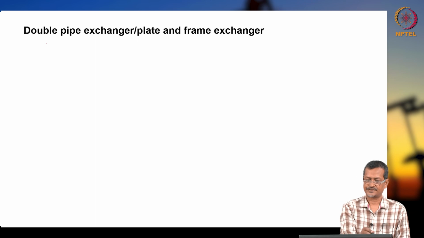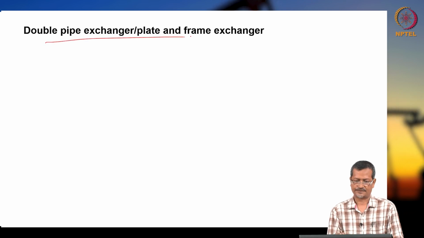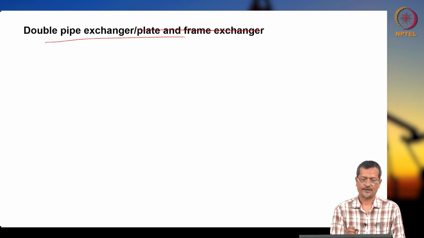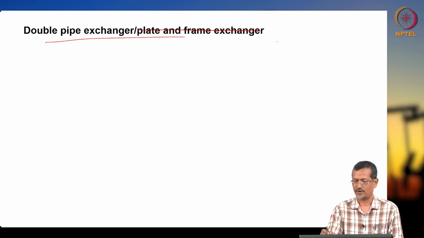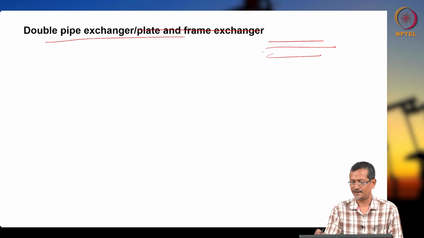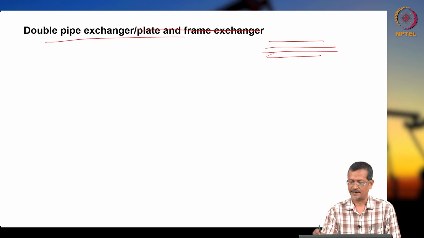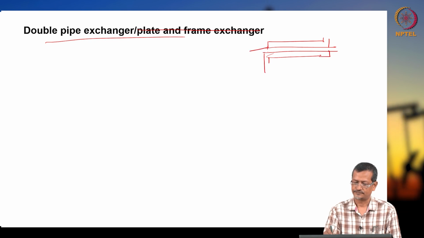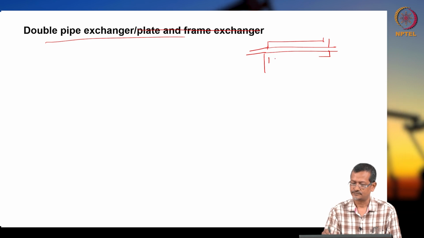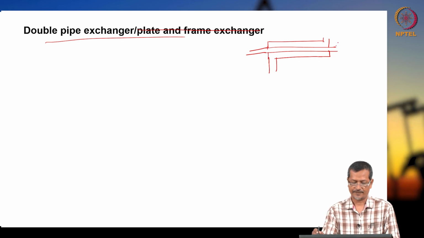Double pipe I already discussed, so I'll not cover too many things. Only double pipe: one pipe containing the tube fluid, concentric with another pipe. So one pipe will be inside another pipe, and it should be concentric. Okay, so this is called double pipe. This is a double pipe heat exchanger.